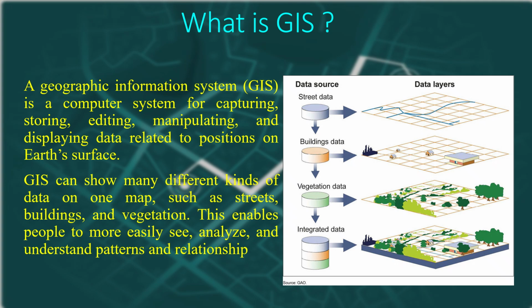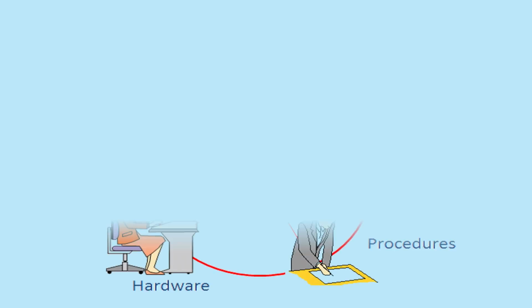A Geographic Information System, or GIS, is a computer-based system used to capture, store, edit, analyze, manipulate, and display data related to locations on the Earth's surface. GIS allows multiple layers of information such as roads, buildings, rivers, vegetation, and land parcels to be visualized together on a single map. This helps users analyze spatial patterns and relationships more effectively.